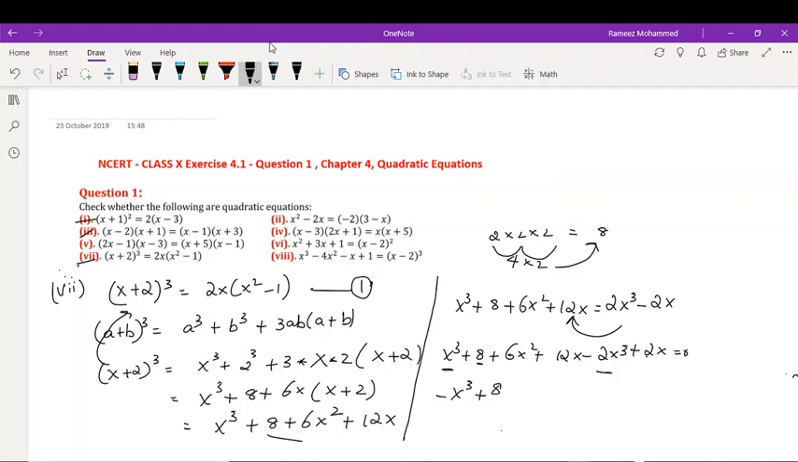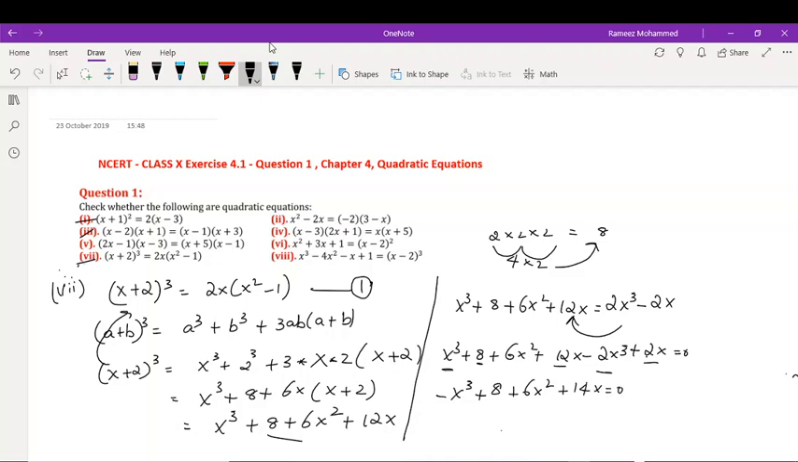And what about this 6x square? Is there any x square term? Okay, no guys, there is no other x square term, so this is the 6x square. And what about this 12x and 2x? So 12x plus 2x is nothing but plus 14x, equal to 0.